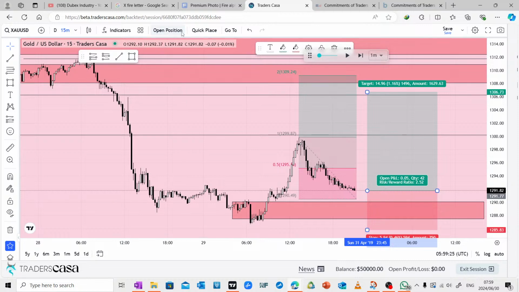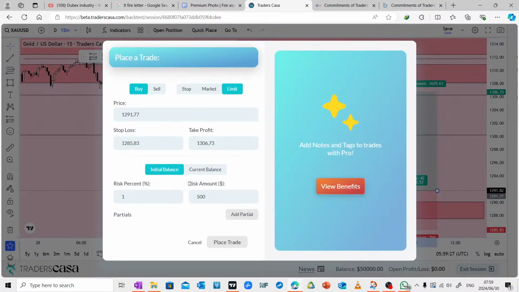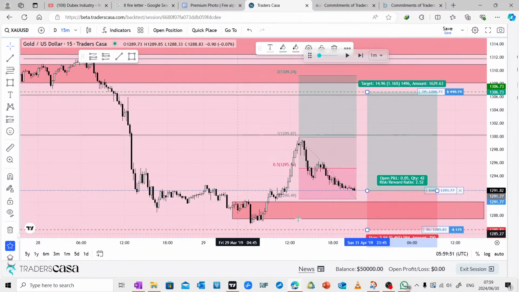So for experimental positions, we're going to risk much less. Of the whole account size, it's a $5,000 account, and we always risk not 1% but 0.7%. Now since we're going against the trend, we'll use 0.35%. Place the trade, and then let's play this.